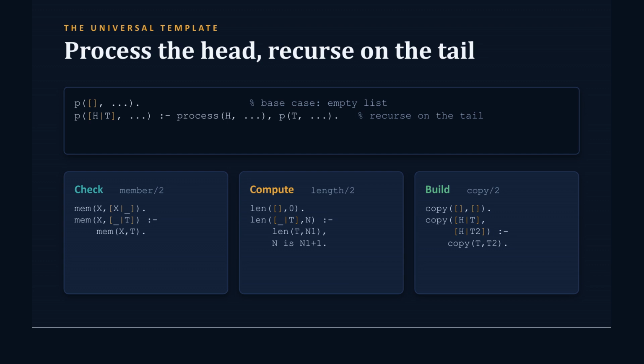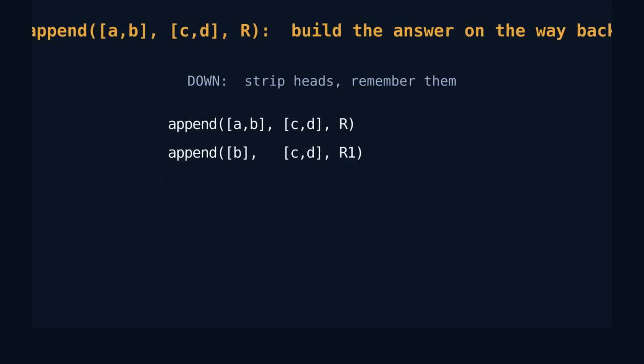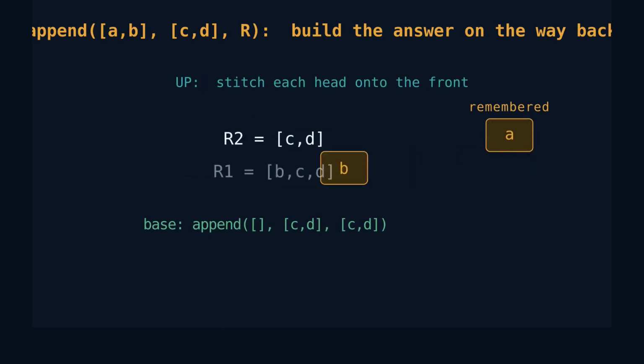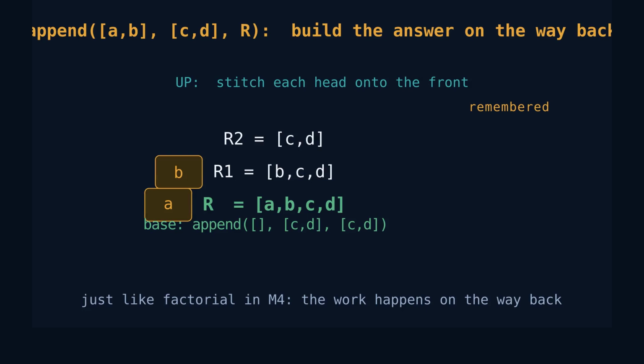In the building variant, like copy, you rebuild a new list as you go. Same skeleton, 3 jobs. Learn the skeleton once, and you can write all 3. Append is the example that makes the pattern click. It joins 2 lists. The base case says, appending the empty list to L just gives you L. The recursive case peels the head off the first list, appends the rest, and then puts that head back on the front of the result.